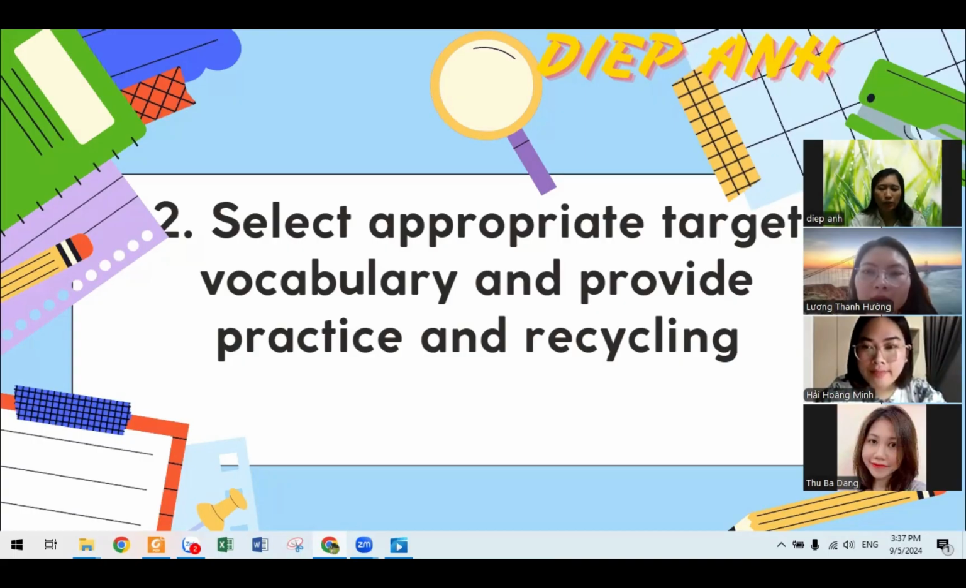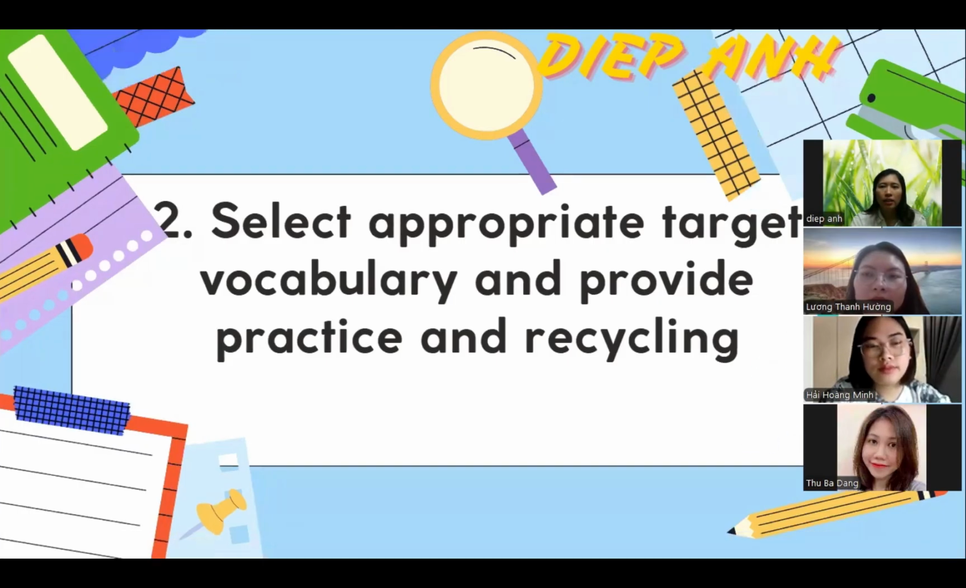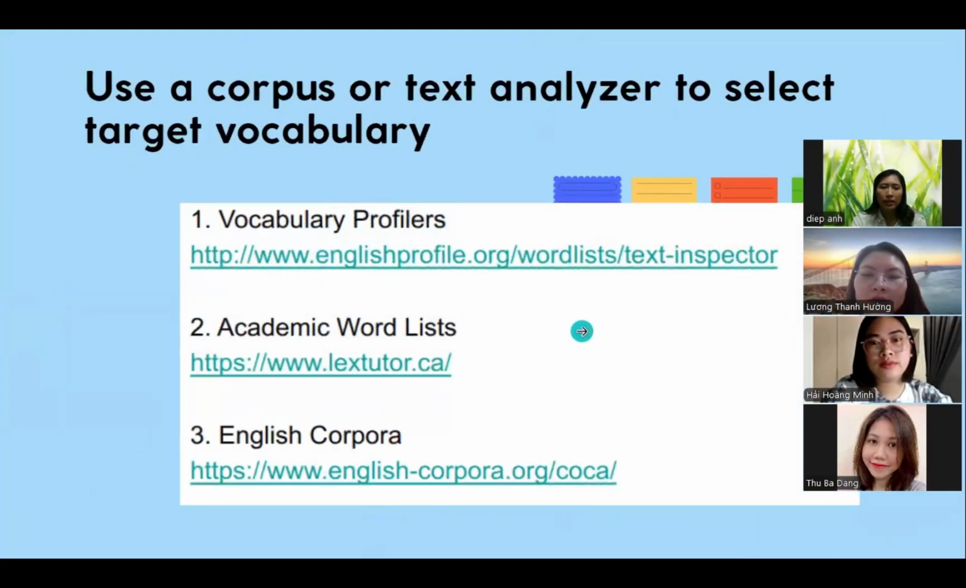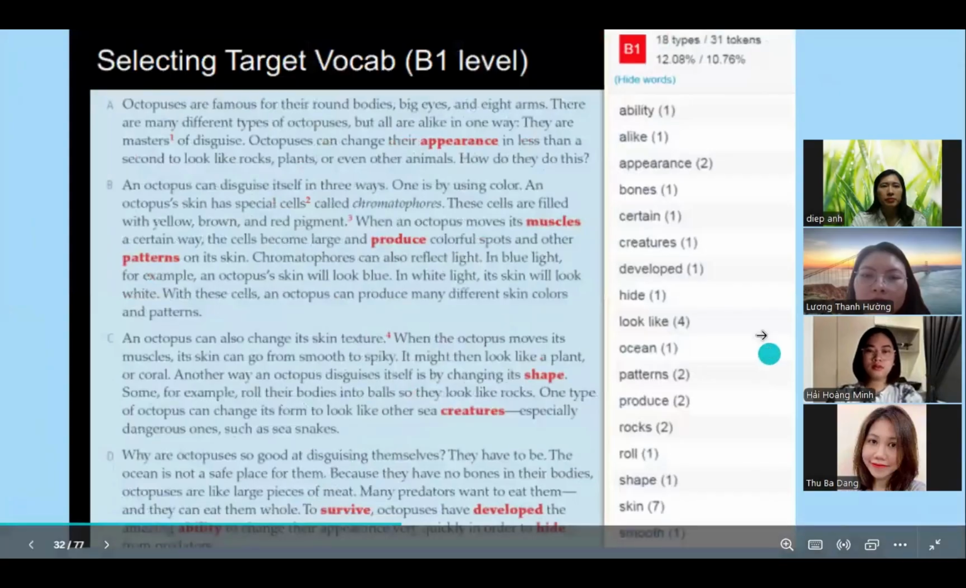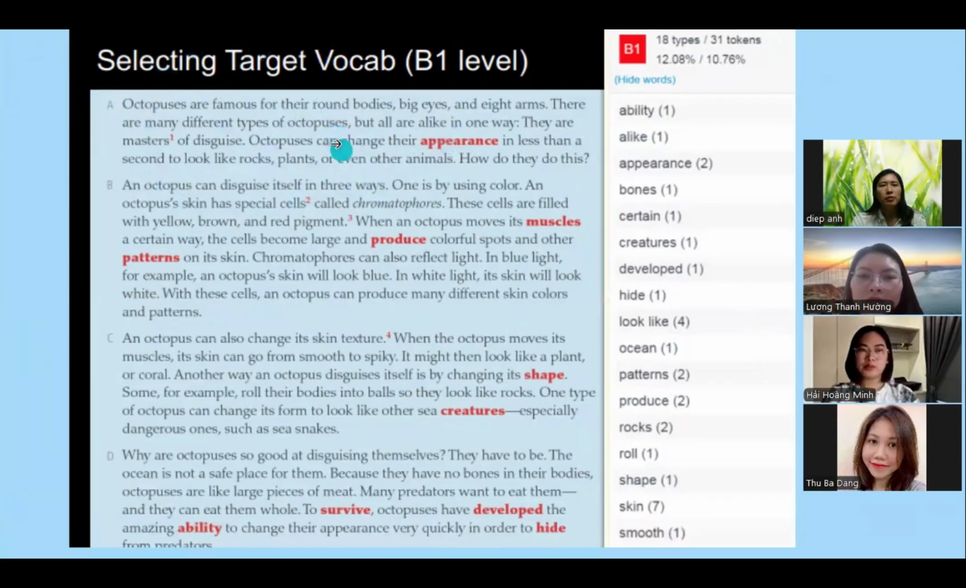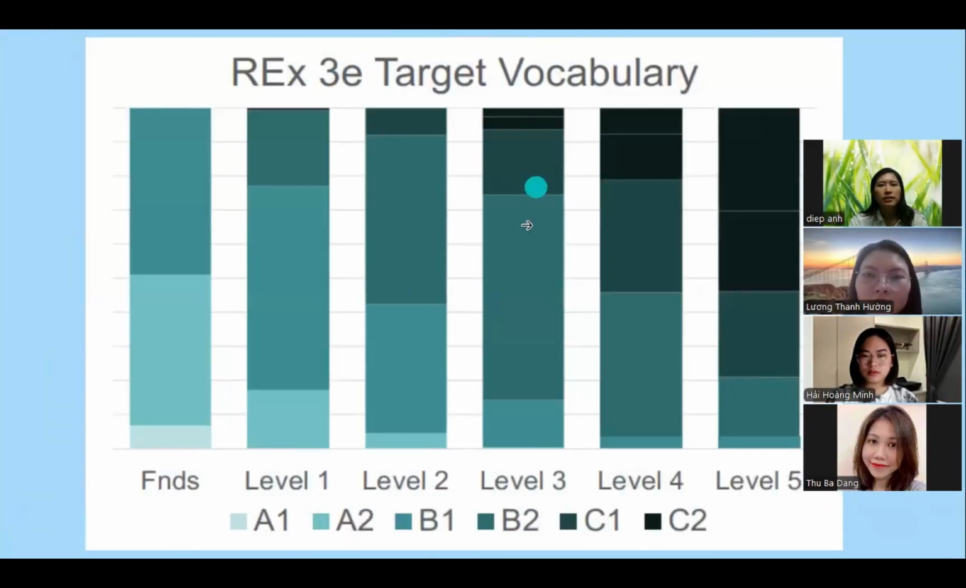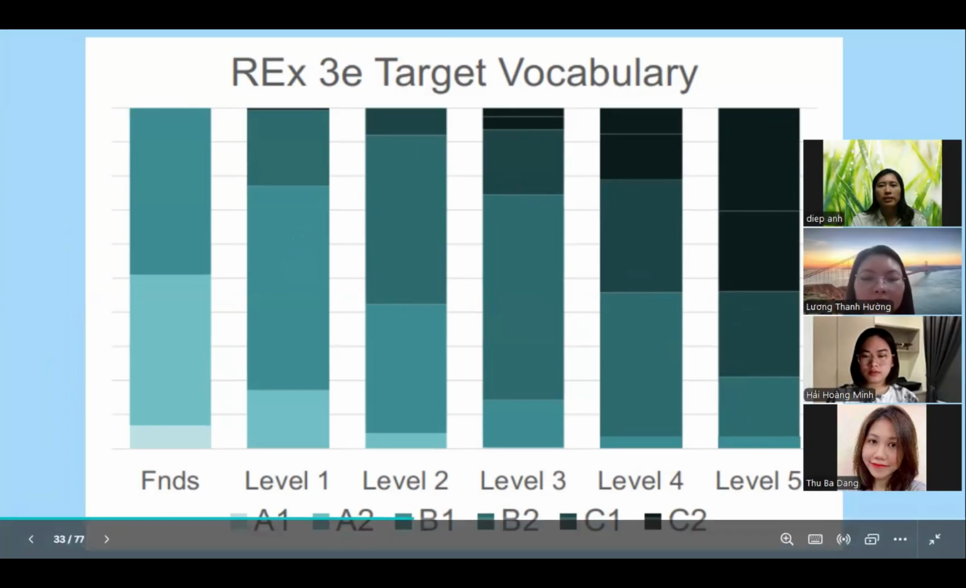Today, in my part, I would like to share about selecting appropriate target vocabulary and providing practice recycling. Here we have some apps or websites to analyze text and then select target vocabulary. You can see that 1, 2, 3. And here we have the result after using the website and apps. We have some target vocab at B1 level. Next one. This is also the analysis of the app.